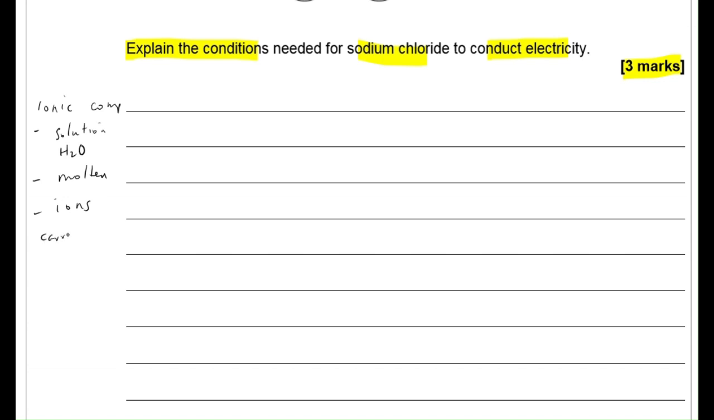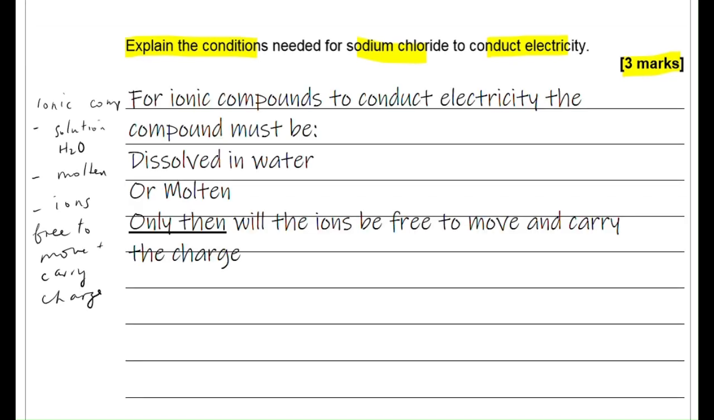So let's look at our marks. For ionic compounds to conduct electricity, the compound must be dissolved in water, 1 mark, or molten, 1 mark. Only then will the ions be free to move and carry the charge, and the final 3rd mark.